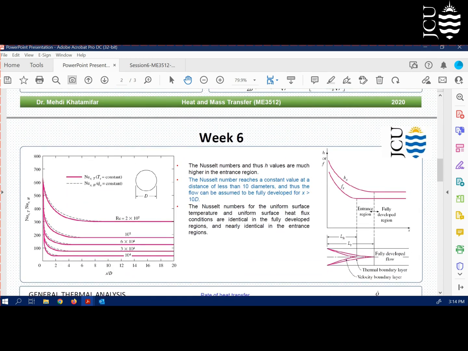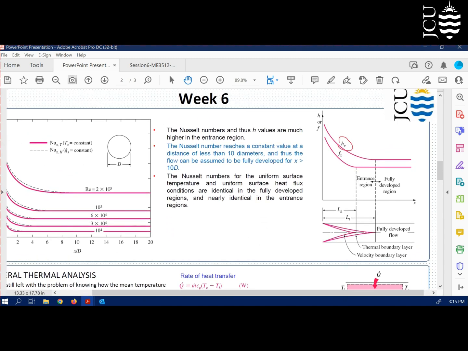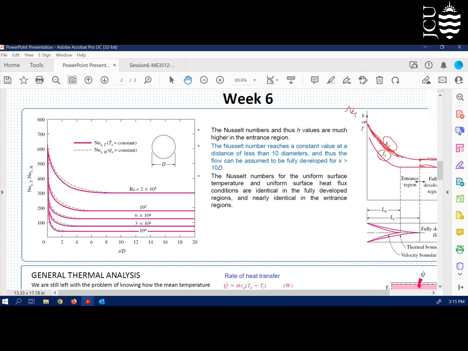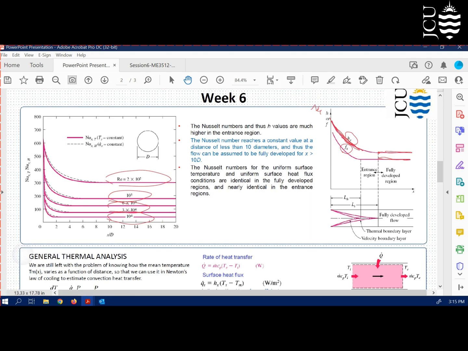Then we talked about how the convective heat transfer coefficient, or its dimensionless form, the Nusselt number, behaves inside the pipe. Again, in the developing region, we have a very high value of h that gradually decreases, and this is because of the boundary layer thickness. When we reach the fully developed region, interestingly, h and the friction coefficient are constant, which is very interesting. Another interesting aspect you can see here: for constant temperature and constant heat flux, at the fully developed region, you can see they are very similar and they overlap. So this is another interesting observation we can have from these graphs.